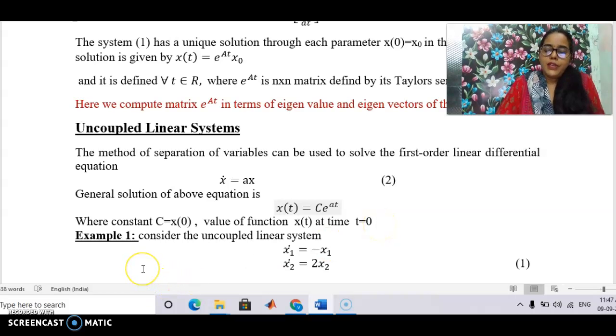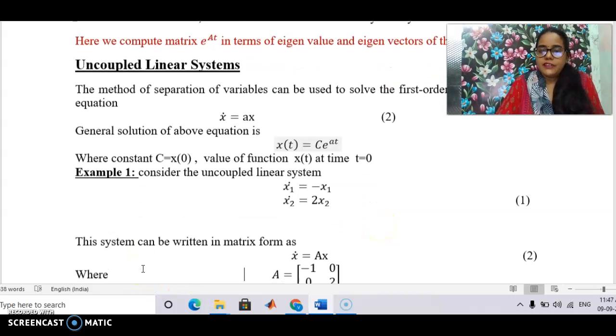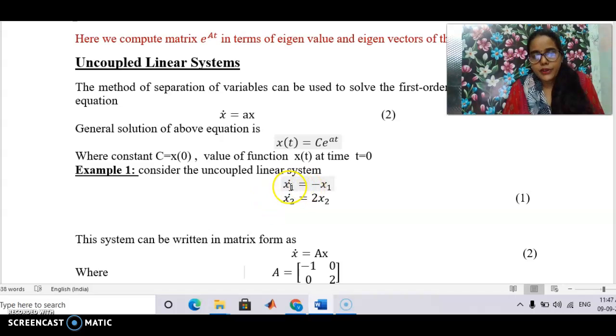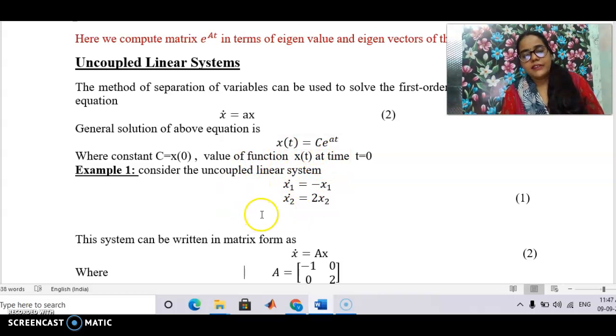Now here is the example. Consider the uncoupled linear system. You see that x1 dot will be equal to some function of x1, and x2 dot is only a function of x2. It means it is an uncoupled linear system, because x1 dot is a function of x1 and x2 dot is a function of x2.